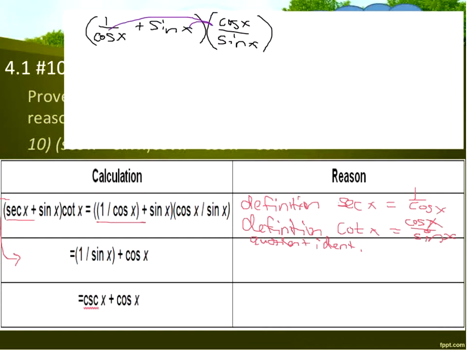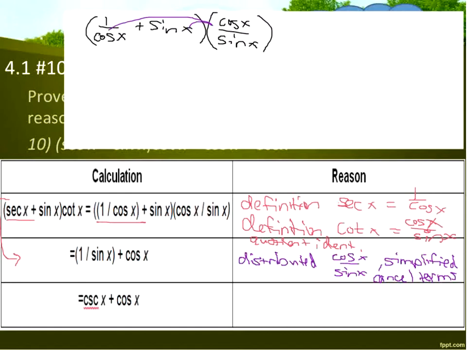So what's our reason for the second one on how they got from step 1 to step 2? You could say that they distributed cosine x over sine x. You could say that they simplified. There's lots of correct answers. Simplified, canceled terms. There's a lot of different ways to say the same thing, and I would accept all of them on a test or quiz. They would all be correct.